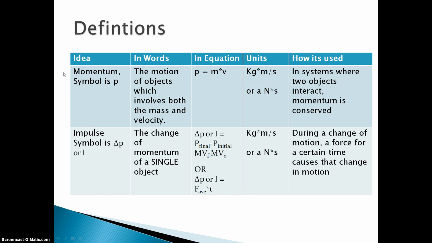We're going to use the symbol P there from, I think, progress or possibly a German word. In other words, momentum is the motion of objects which involves both mass and velocity. It's not how fast you're going, it's how much motion you have.